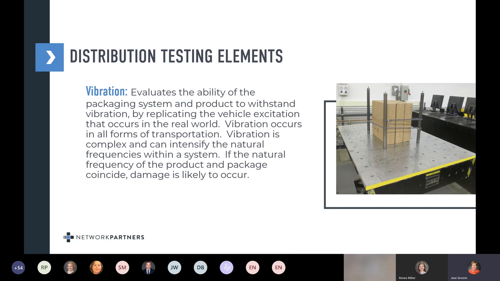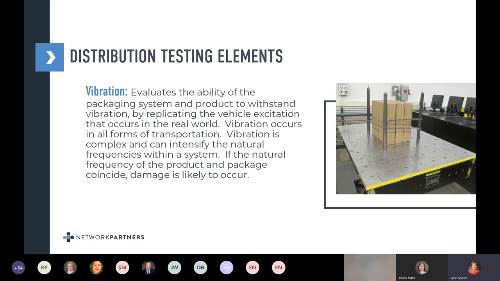Vibration testing is important because vibration occurs in all forms of transportation. It is complex and can intensify the natural frequencies within a system. Often the question comes up, how much time should I vibrate my product for? And it's in ISTA 3B and E, I believe, there's a formula for correlation of vibration time to test time, which is very helpful, but it is not a one-to-one relationship.